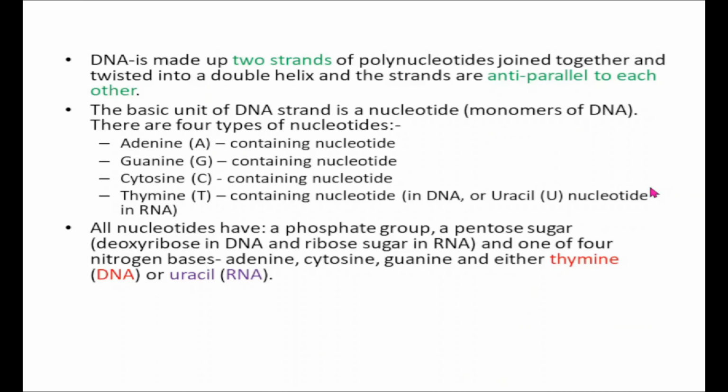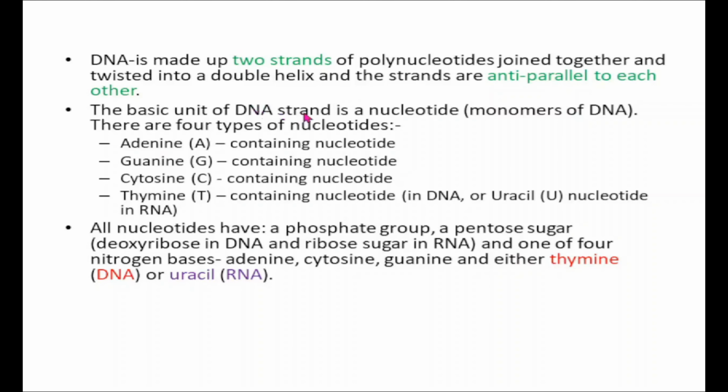DNA is made up of 2 strands of polynucleotides. Many nucleotides come together, because nucleotides are the monomer units of DNA. So the 2 strands of DNA are made up of polynucleotides joined together and twisted into a double helix, and the strands are anti-parallel to each other. This is the structure of DNA.